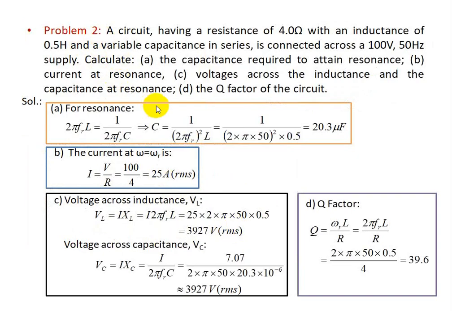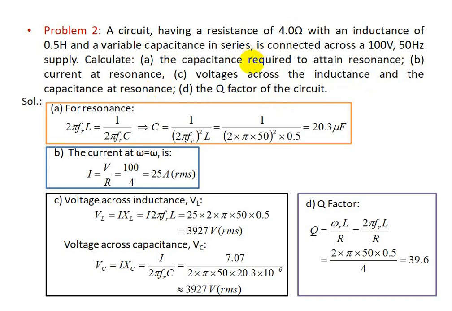Coming to the second problem. A circuit having a resistance of 4 ohms with an inductance of 0.5 Henry and a variable capacitance in series is connected across a 100 volt 50 Hz supply. Calculate A, the capacitance required to attain resonance, B, the current at resonance, C, the voltage across the inductance and the capacitance at resonance, D, the power factor of the circuit. So the values given in the problem are resistance 4 ohms, inductance 0.5 Henry, and supply voltage 100 volts, 50 Hz. So let us see how to calculate all these values.